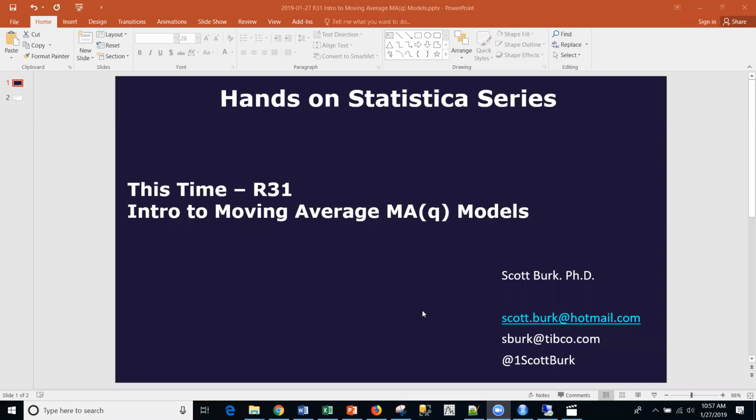Today, we're talking about a non-commercial platform called R, open source. And we're continuing on with a series on forecasting and time series. Last time we talked about autoregressive models. Today we're going to talk about moving averages.